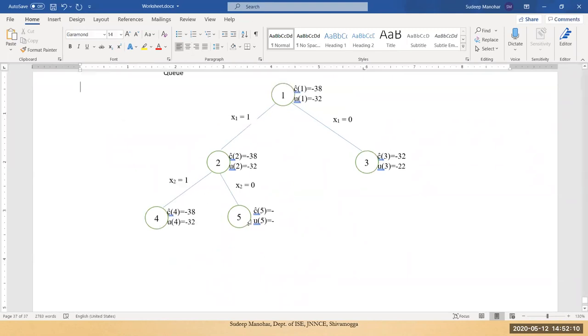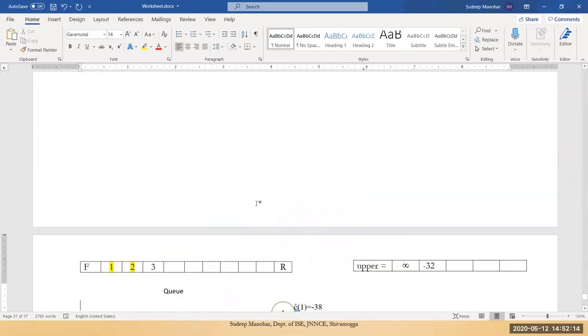Okay, next node number 5. Node number 5 means you should not consider item number 2. Don't consider item number 2.